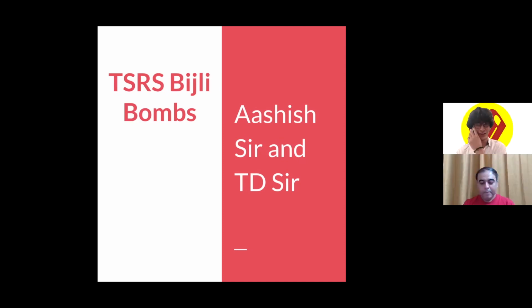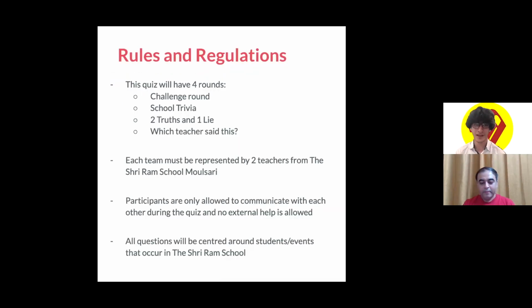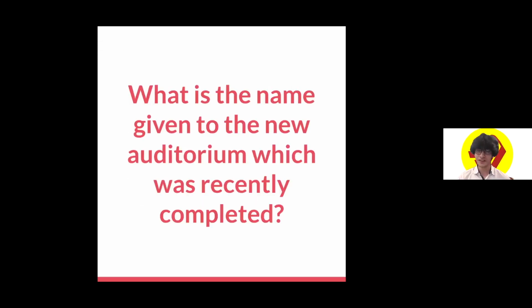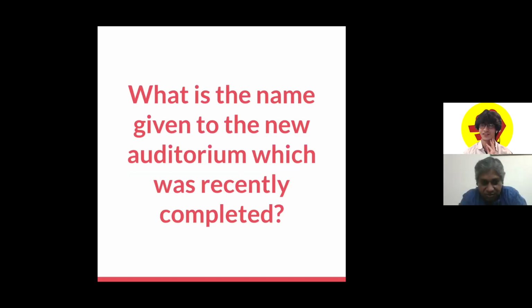Without any further ado, we're going to begin with the quiz. So the quiz is going to have 4 rounds, like we said. The first round is going to be a school trivia round in which we'll ask each team general questions about the Shri Ram School. So our first question is going to be for Team Lightning. Your question is, what is the name that has been given to the new auditorium that was recently constructed?